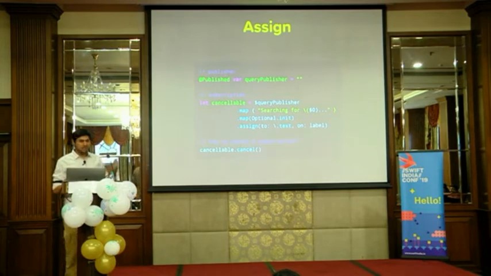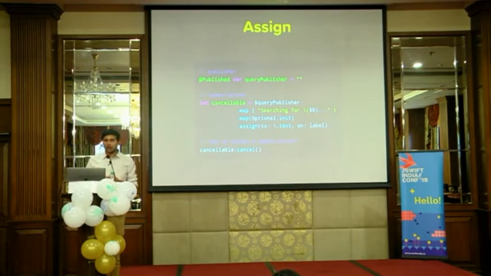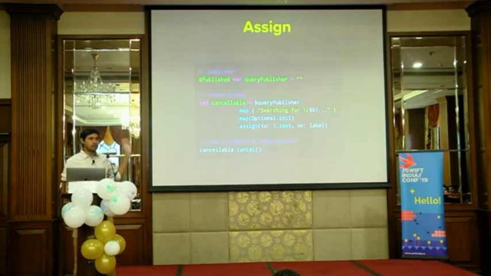And cancelable, right? That's a new word for us. So in Combine or in RX world, when you write something like publisher.map.assign, ultimately you get back a cancelable object, and by cancelable I mean that it's a subscription which you can cancel, right? And you have to hold the reference of it. Once you have the reference of it, you can cancel things whenever you feel like.